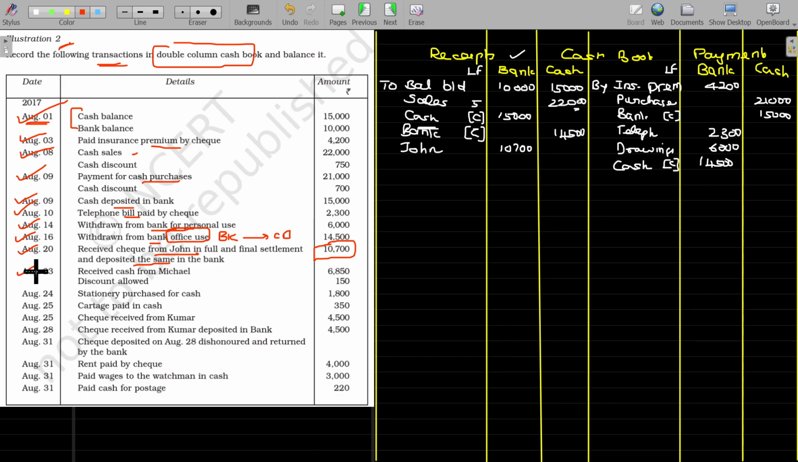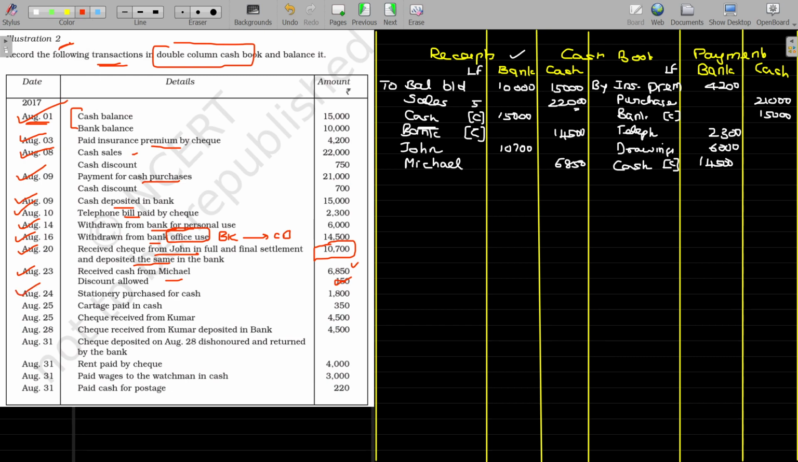And 23rd August, received cash from Michael, discount allowed being 150. Remove that, so 6,850 can be taken. 6,850 received from Michael, right? Receipt side, Michael. The value being 6,850 in the cash box.